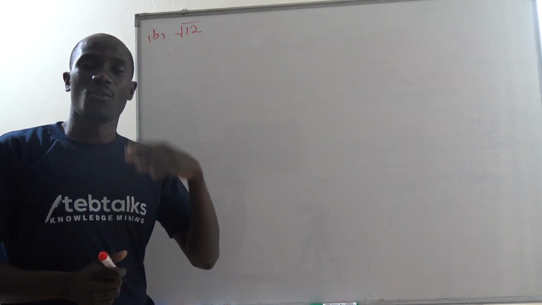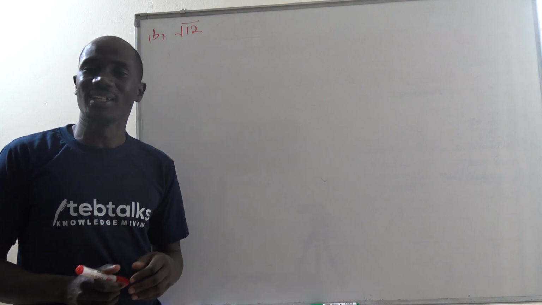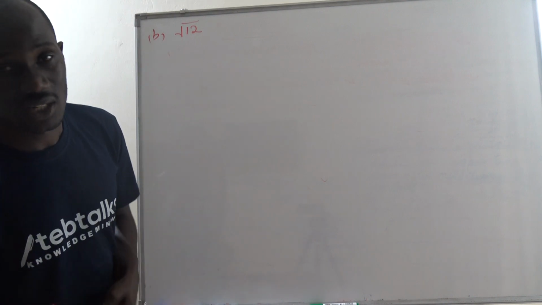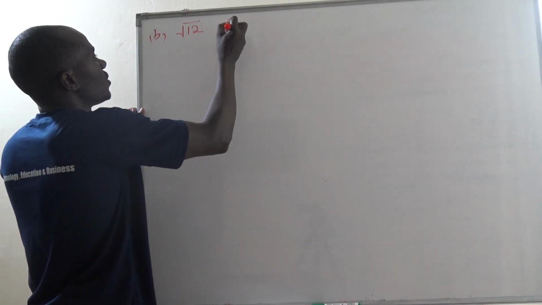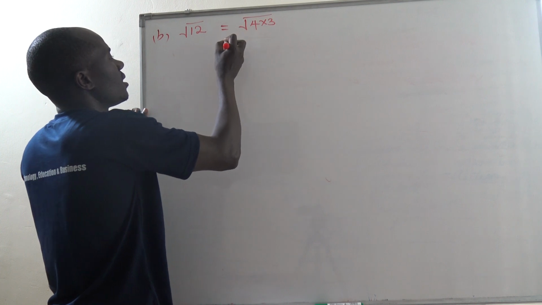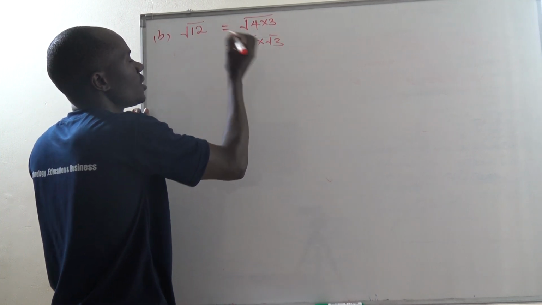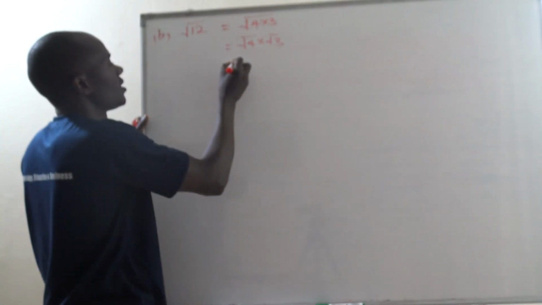Another one is 4 times 3. 4 is a perfect square because the square root of 4 is what? It is 2. But 3 has no exact square root, so that one can work. So this is the same as root of 4 times root 3. Do we know the square root of 4? Yes, it is 2.